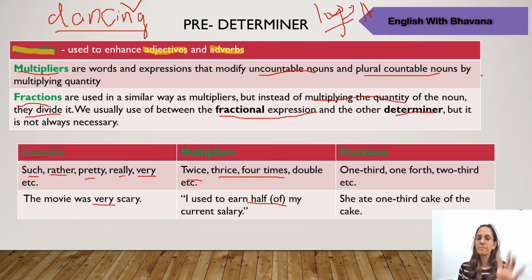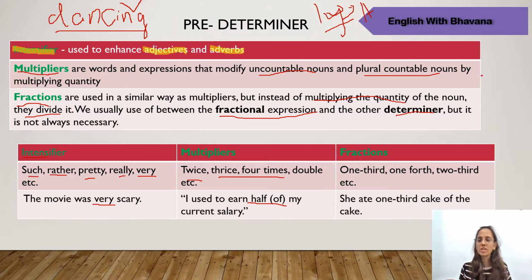These are the three types of predeterminers, that is intensifier, multiplier and fraction. It's very easy to remember, children. You just need to remember that an intensifier will enhance adverbs or adjectives. Second, if it's a multiplier, obviously you always multiply: twice, thrice, four times and all that. So this is what? Multiplier.